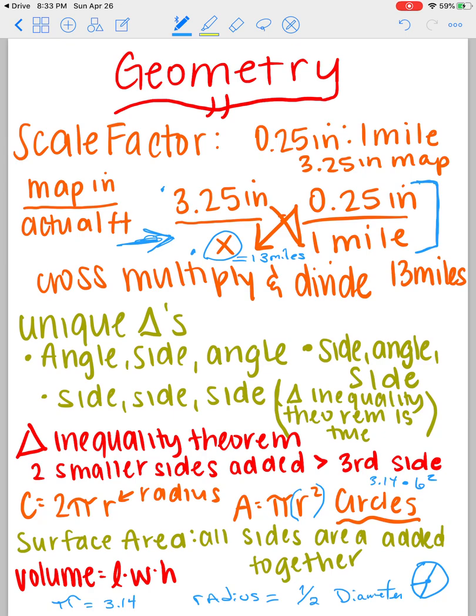Volume of a rectangle, length times width times height. Not just a rectangle, but a cube or a prism. Surface area, you're adding all sides together, right? Remember, if you go back and you look at your notes, if you still have them, if not, you should be able to pull them from Google Classroom. Surface area is where you add the area of all sides of an object.